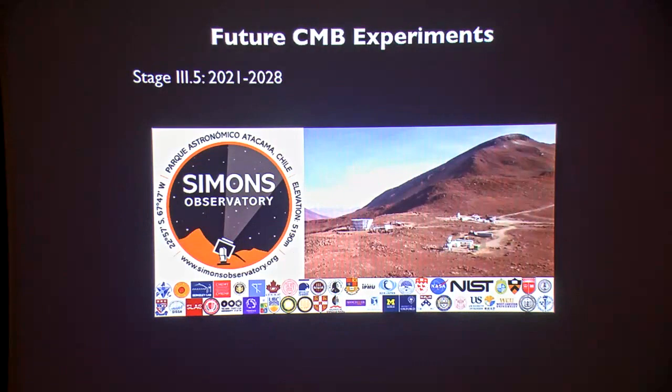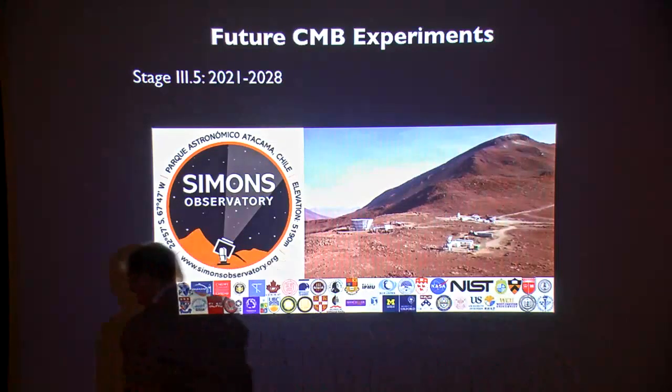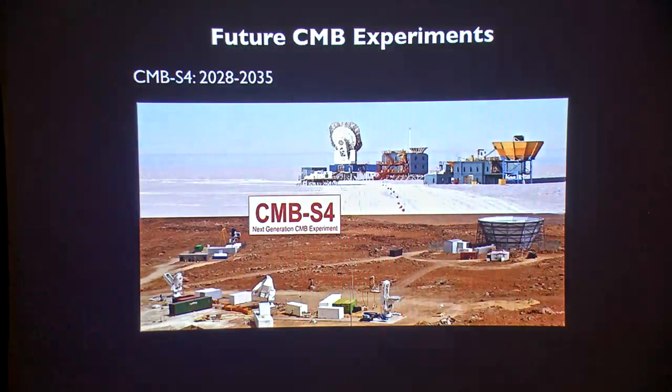And then as we go forward, relatively soon, there should be Simons Observatory. It was initially started relatively small. By now, there's a long list of groups that are working on it. This is not showing the experiment. This is just showing the site where it will be. This is the ACT. This is the Polar Bear Simons Array. And this is the CMB-S4 if you go further.